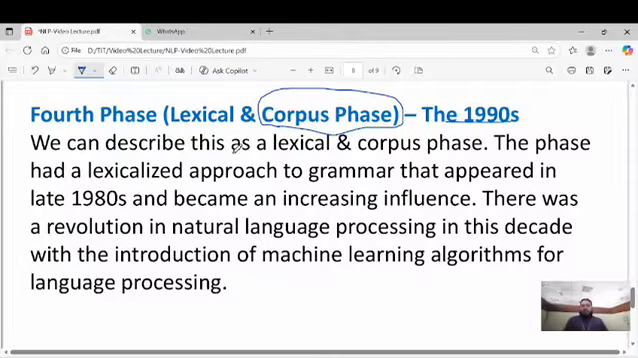This phase had a lexicalized approach to grammar that appeared in the late 90s and became increasingly influential. There was a revolution in NLP in these decades with the introduction of machine learning algorithms for language processing.